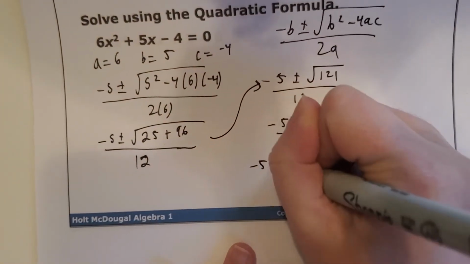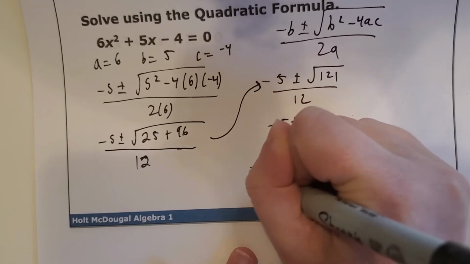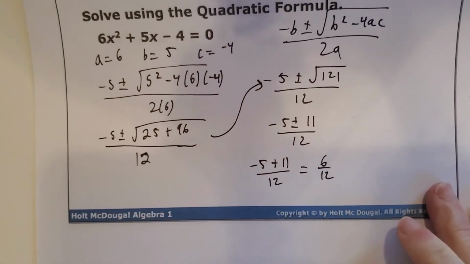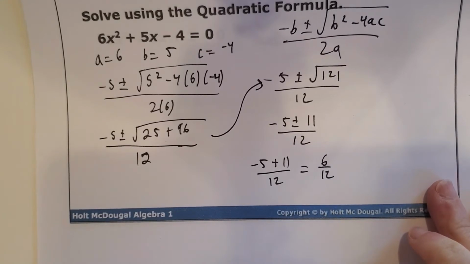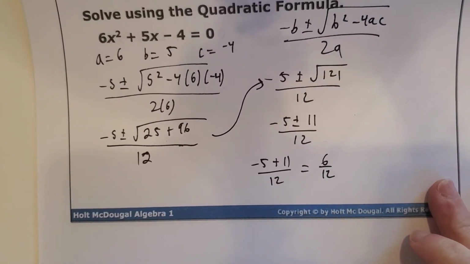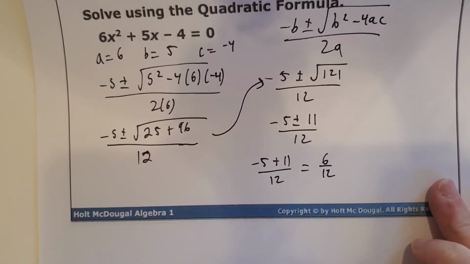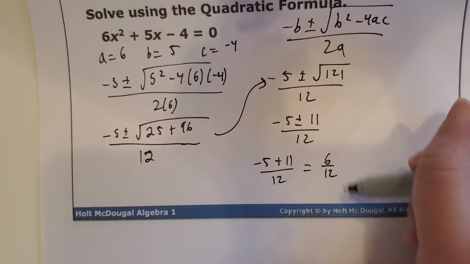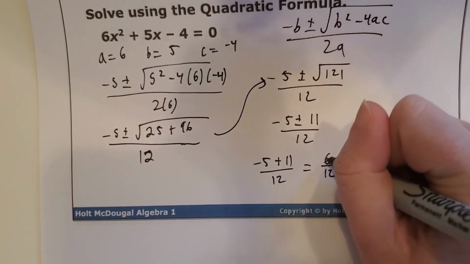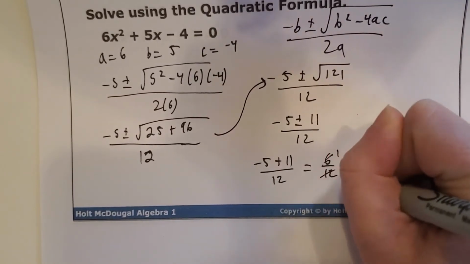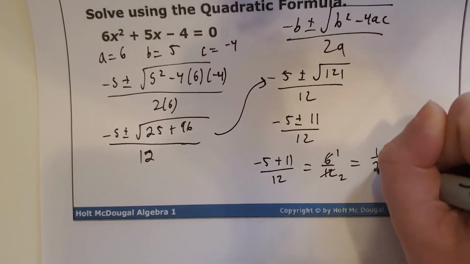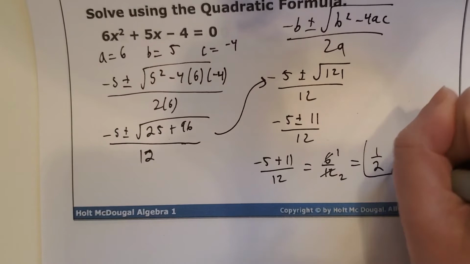So negative 5 plus 11 over 12 is 6 over 12. And it doesn't divide evenly, but you can reduce the fraction. And same kind of thing with, we want to try to avoid decimals, so we're actually going to leave this as a simplified fraction. 6 and 12 are both divisible by 6. 6 divided by 6 is 1. 12 divided by 6 is 2. So 6 over 12 simplifies to 1/2. That's one of your answers.